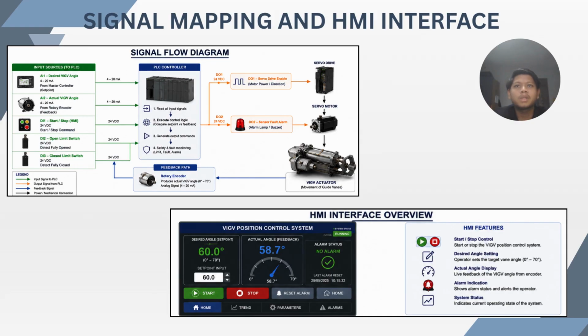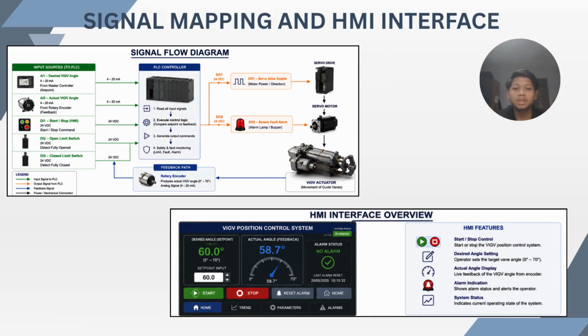logic. Based on the comparison between the desired and the actual angle, the PLC generates output commands. DO1 enables the servo drive to move the VIGV actuator, while DO2 activates the alarm whenever a fault condition is detected. The rotary encoder then measures the new VIGV position and sends the updated angle back to the PLC. This continuous feedback creates a closed loop control system allowing accurate position control.